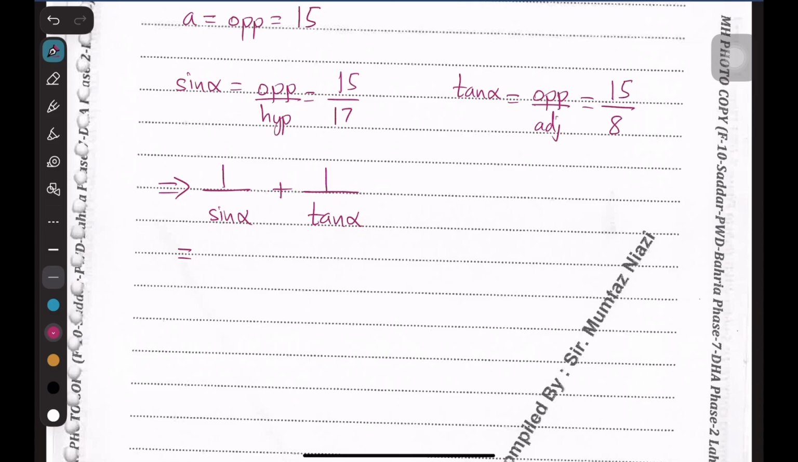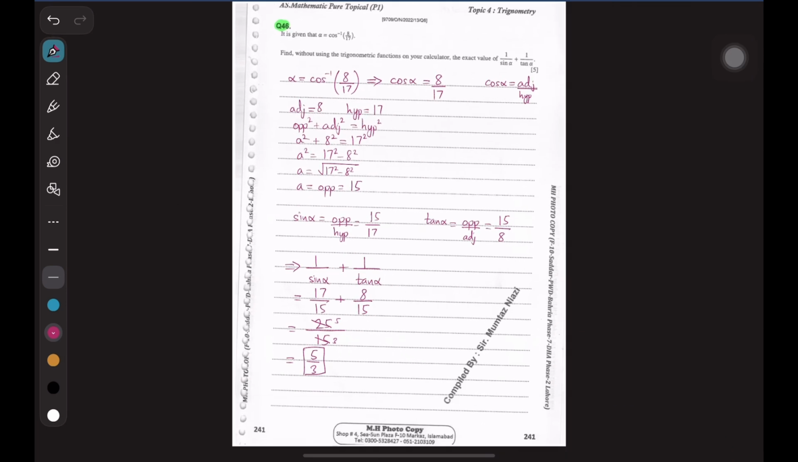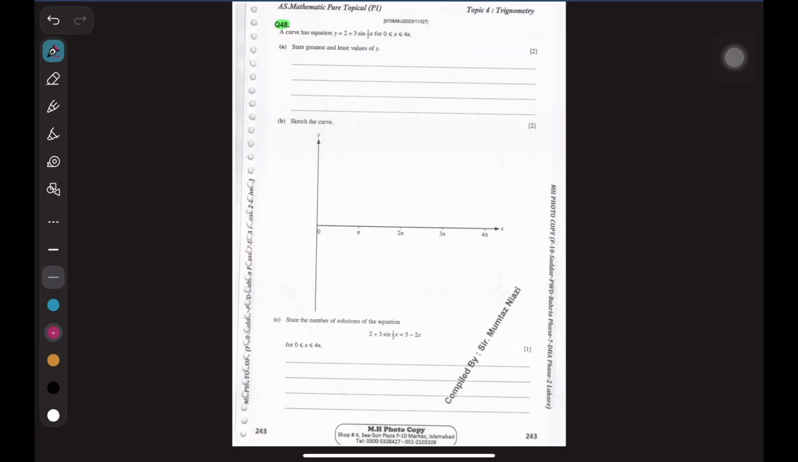So we know that sine alpha is 15 upon 17. So 1 upon sine alpha will be 17 upon 15. And for 1 upon tan alpha, that will be 8 upon 15. So adding these up, 15 in the denominator, and we have 25 in the numerator. Divide by 5, we'll have 5 upon 3. I hope this question makes sense. Let's move forward. This is the next question we'll attempt.